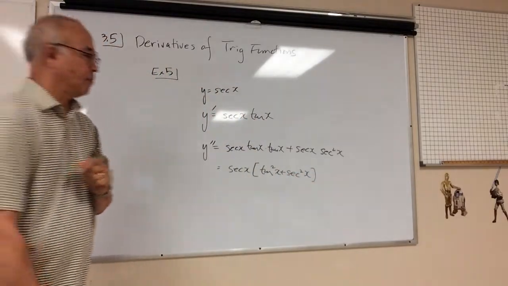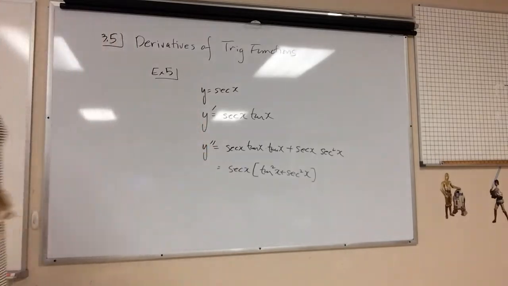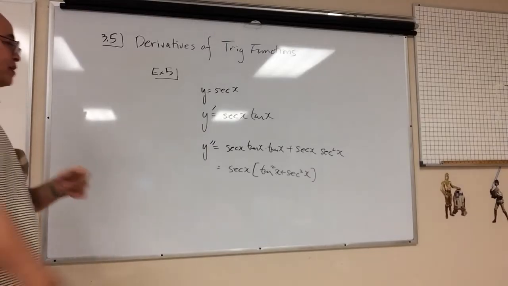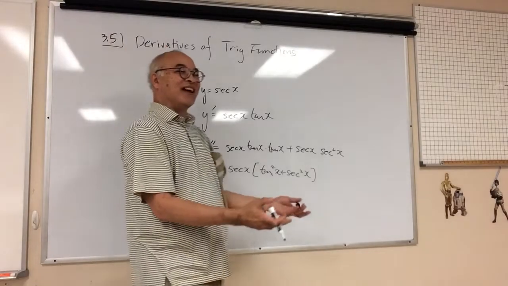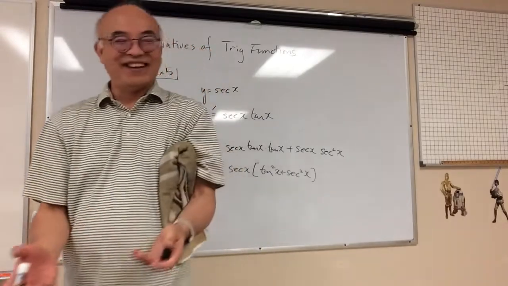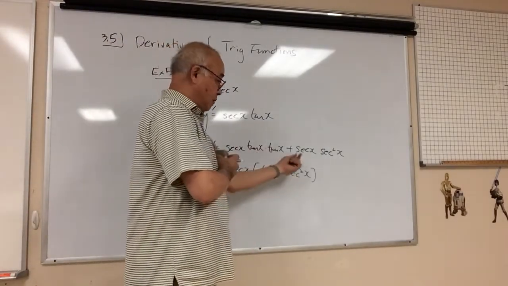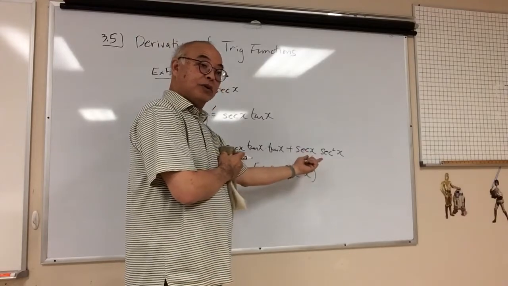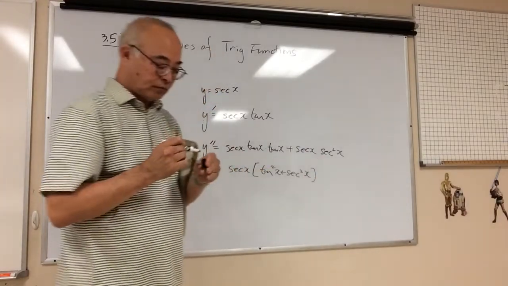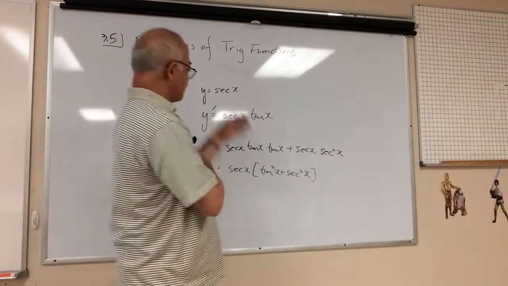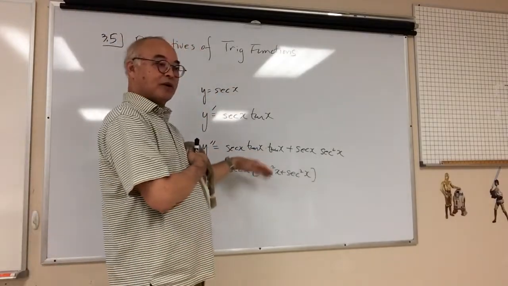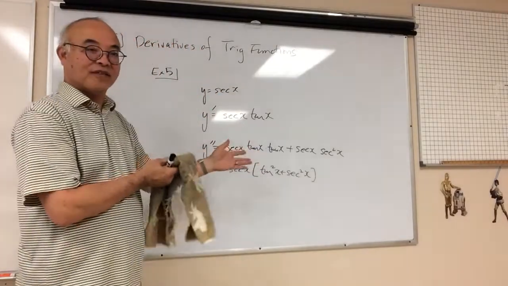I just pulled out the secant x, and that gives us absolutely nothing, but it makes it look prettier. Yeah, you could have left it like just secant x tan squared plus secant cubed if you so desired. Okay. But you see how it's really kind of simple, right? Pretty easy.